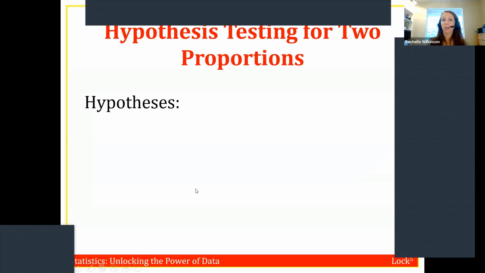So first of all, when we're writing our hypotheses for two proportions, the null hypothesis is always going to be that P1 is equal to P2. And then the alternative hypothesis is going to be that P1 is either greater than, less than, or not equal to P2. Which symbol you choose is going to depend on the wording of the question, what it is that you're trying to find out. The way that we write the hypotheses is the same way we were doing it in chapter 4.